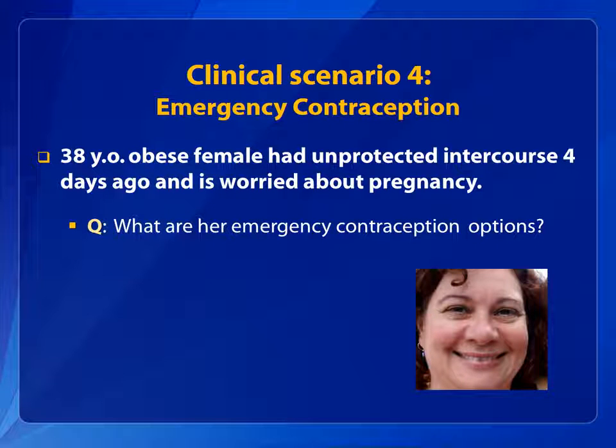Our next scenario addresses the use of emergency contraception. Here we have a 38-year-old obese woman who had unprotected intercourse 4 days ago and is worried about pregnancy. She calls your office and wants to know about her options for emergency contraception.